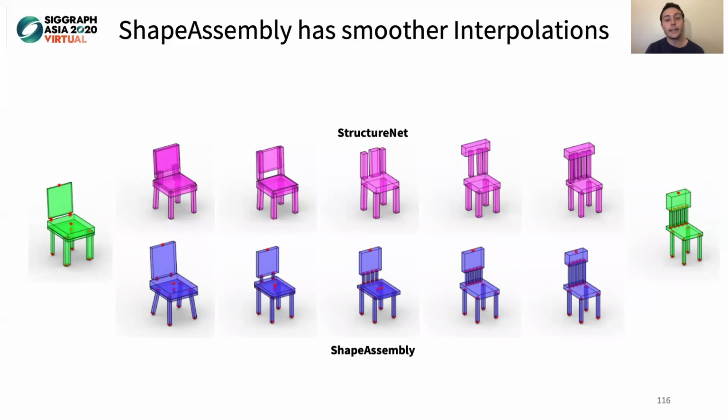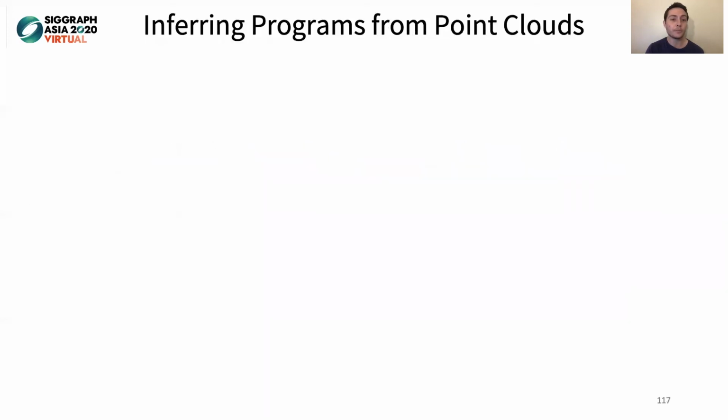We once again see that the shape assembly interpolation makes semantically valid discrete transitions, for instance, the gradual increase in the number of back slats, all the while maintaining a physically valid and plausible shape structure.